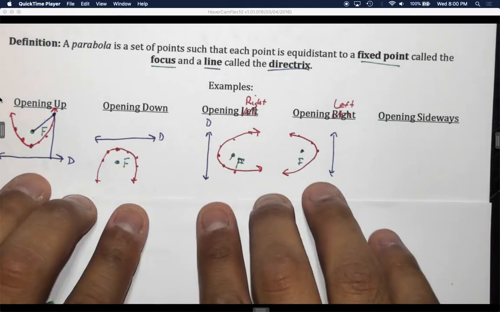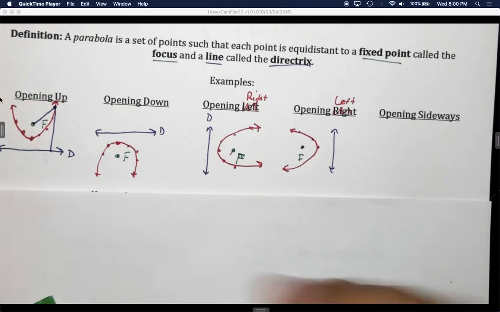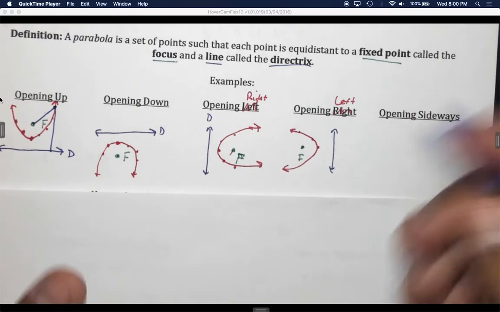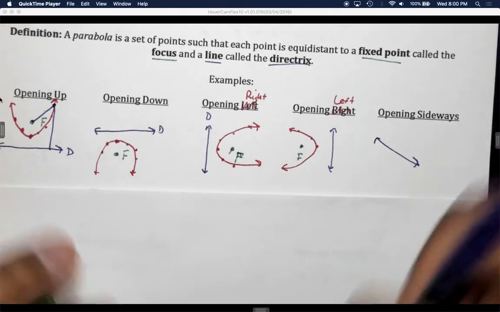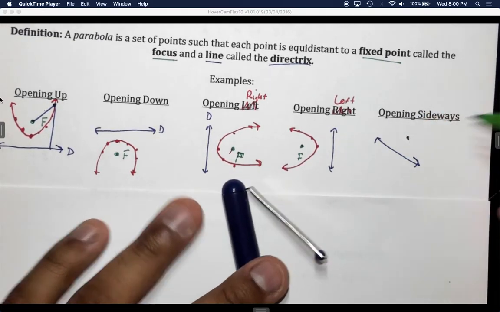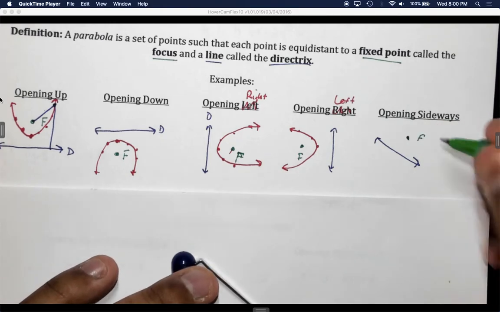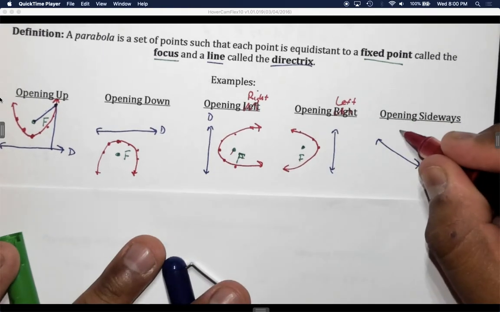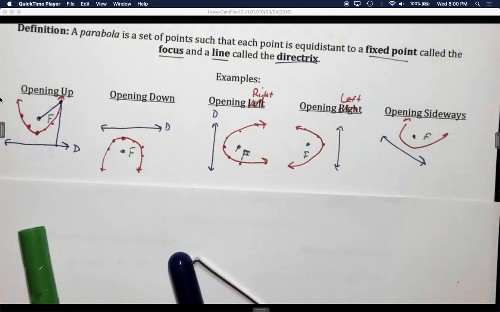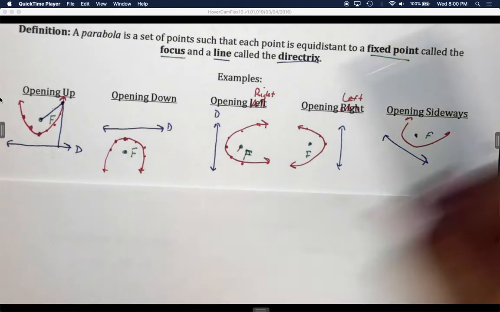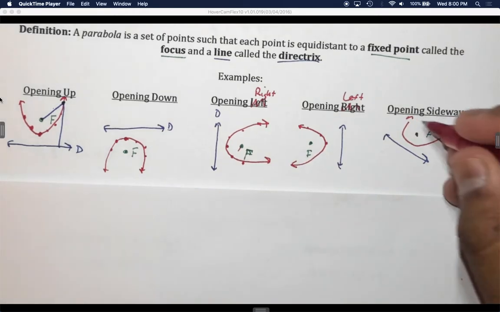Now, these are the four that we are going to focus on. You could have a sideways opening parabola, that is, when you have a directrix that's not vertical or horizontal. It would be something like slanted, with a focus just like that, and then your parabola would go something like that. But these get way too complicated. That's something that you will maybe cover later on. But right now, I wouldn't even worry about it.